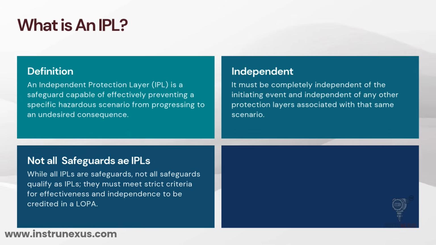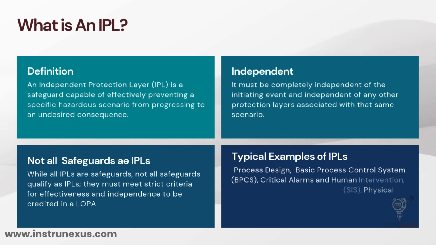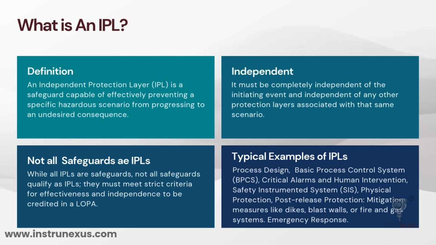A safeguard is any device or measure that reduces risk, but to be credited as an IPL in a LOPA calculation, it must meet strict validation criteria. Typical examples of IPLs: we categorize IPLs into layers, moving from prevention to mitigation. Process design, inherent safety features built into the system. Basic process control system, BPCS, automated controls that keep the process within safe limits. Critical alarms and human intervention, where an operator is alerted and has sufficient time and means to act.